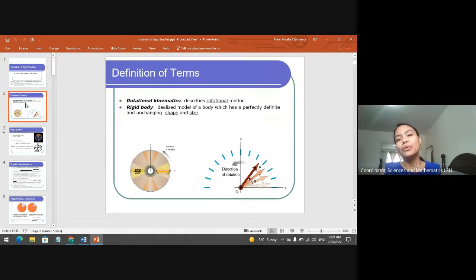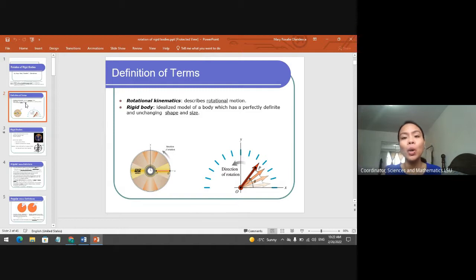What is rotational kinematics? This describes rotational motion. And what is a rigid body? We always say rigid body in physics. What does this mean? A rigid body is an idealized model of a body which has a perfectly definite and unchanging shape and size. So all the points of a rigid body are fixed.